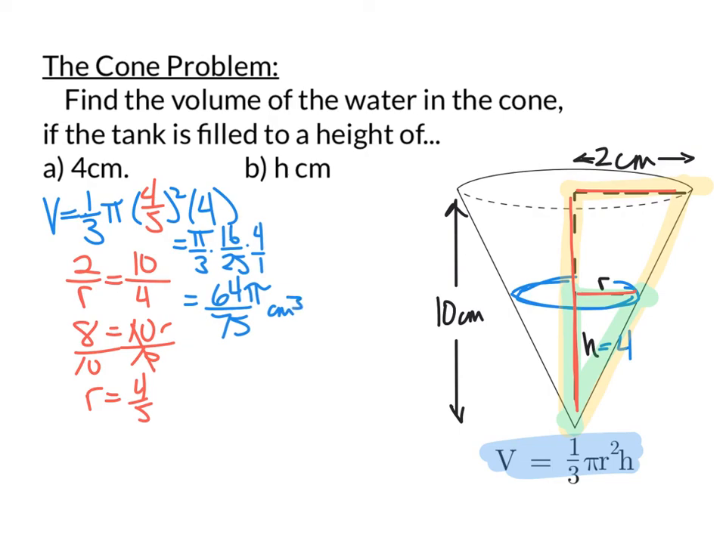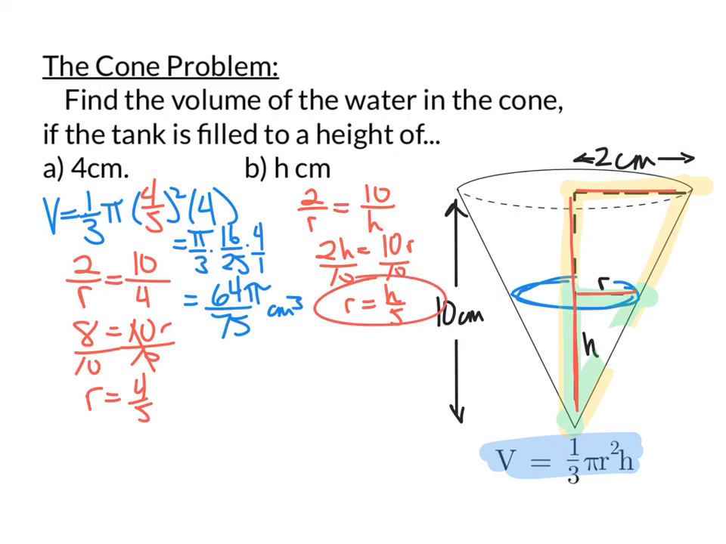How about if we generalize it to a height of h centimeters? So it can have any height, not specifically 4, but anything. Again, our key is going to happen with those similar triangles, that 2 is related to r in the same way that 10 is related to whatever height we're going to fill it to, h. So you're going to see me ask a lot for you to first find r in terms of h. And so we'll need to calculate that as cross multiply. 2h is equal to 10r. Divide both sides by 10. And we get that r is equal to h over 5. That's going to be very important to us.